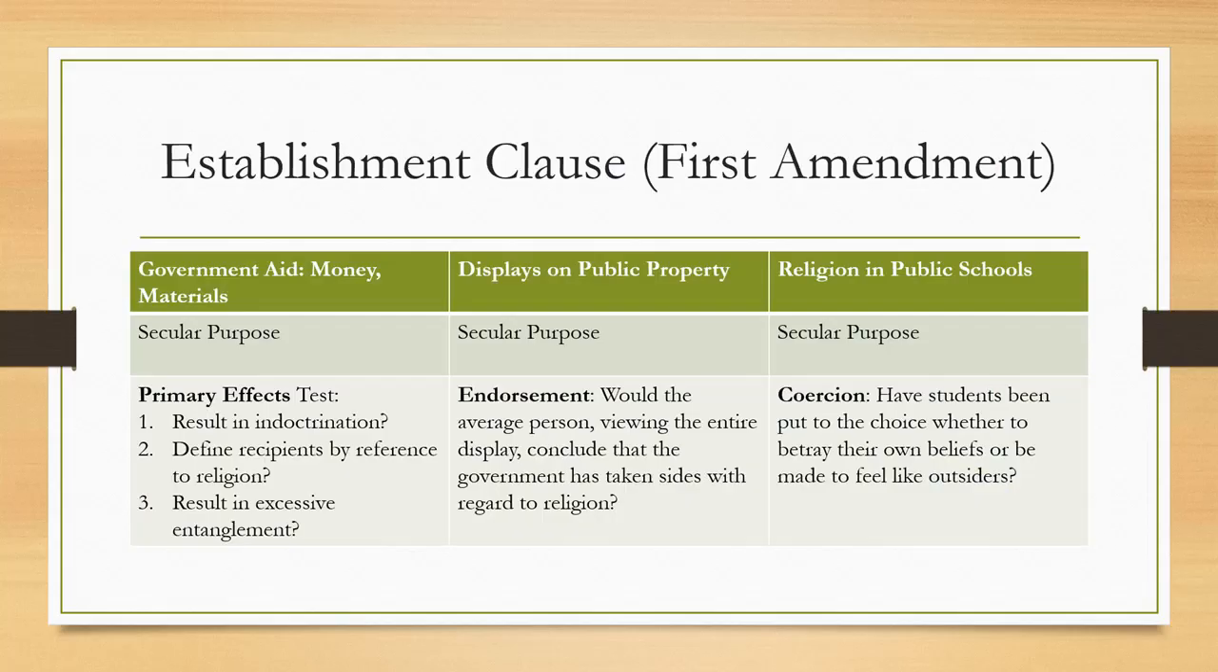That's the first prong of any one of those three. So if you see aid to religion, secular purpose, and then the primary effects test. If you see display on public property, secular purpose, and then the endorsement test. And that leaves us with schools, where you can either have prayer in school or some kind of other religious thing going on in schools.